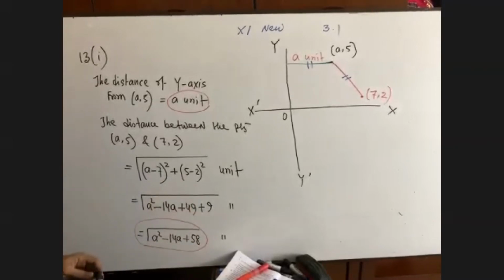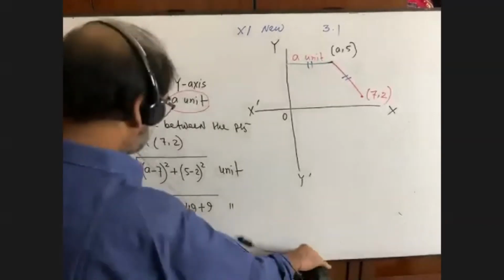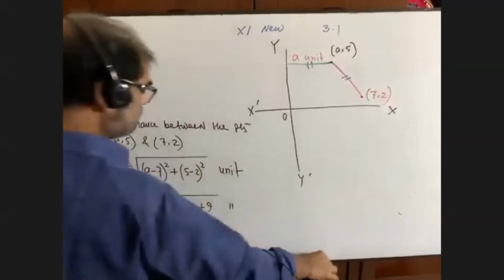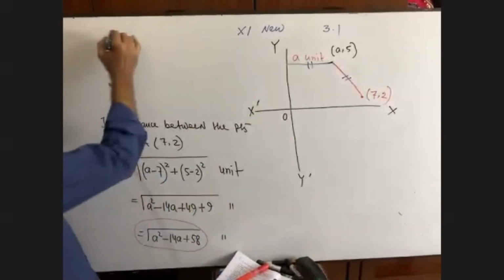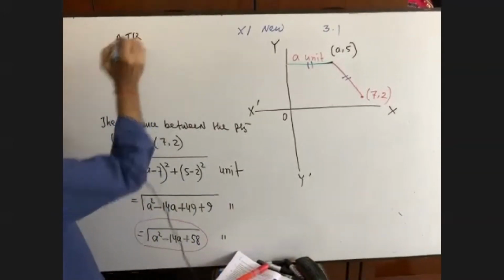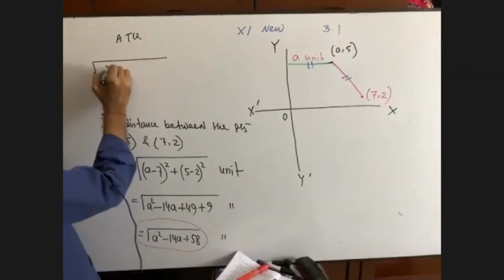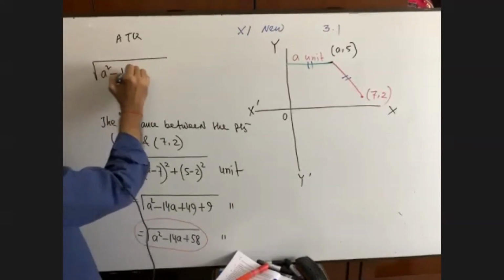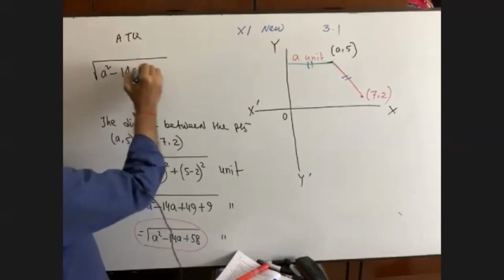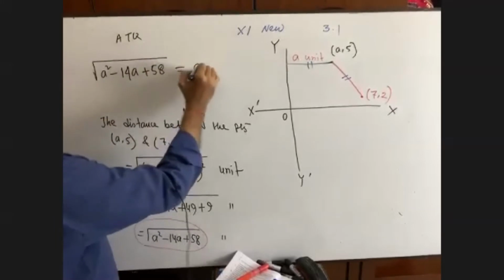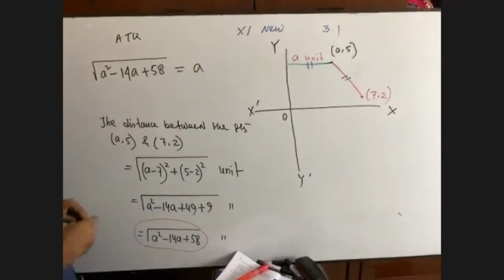What is the question? According to the question, root over a square minus 14a plus 58 is equal to a. Now can you do it?